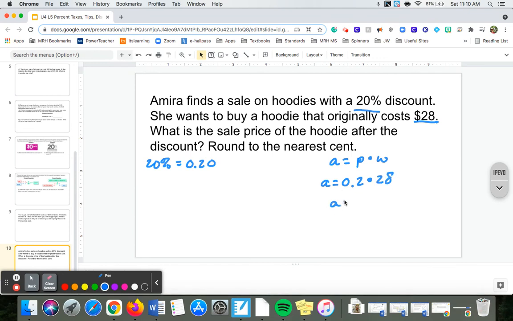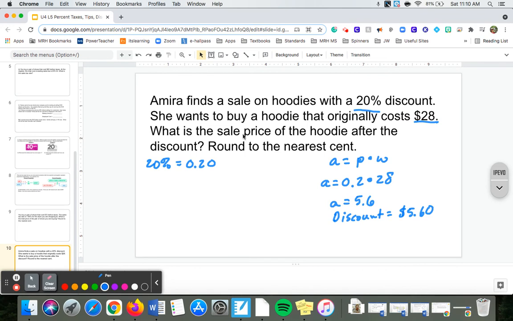And again, A represents the discount amount, so how much we're taking off. So if I multiply 0.2 by 28, I get 5.6, which is very close to the last problem we were just talking about. But that would represent the discount amount. So the discount that we get, because we're talking about money, would be not $5 and 6 cents, but 60 cents. So $5.60.